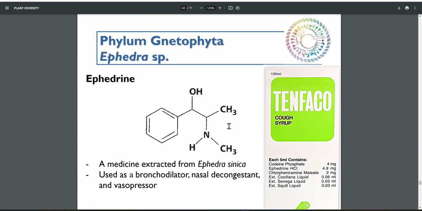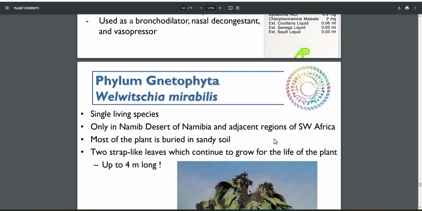For Western medicine, ephedra is also used. Ephedrine is extracted from Ephedra sinica, and again it is used as a bronchodilator, so respiratory-problem-related treatments. So again, it just helps with respiratory problems.